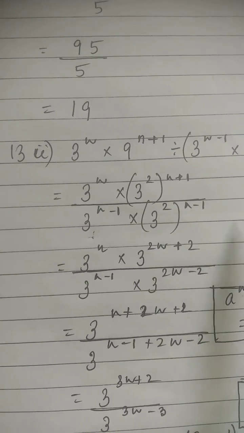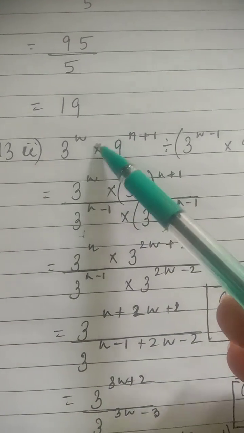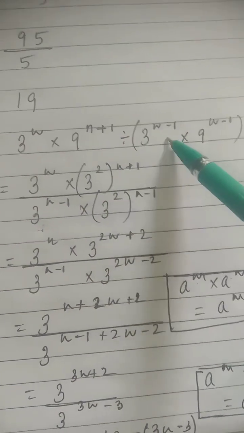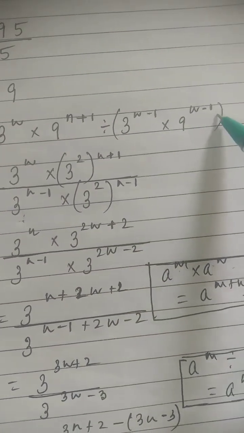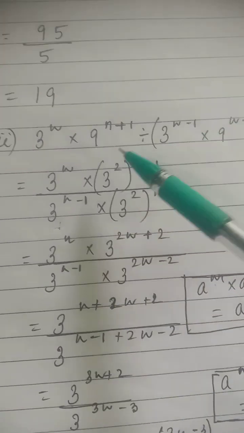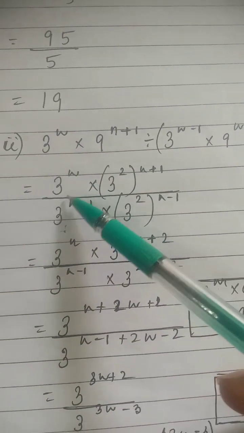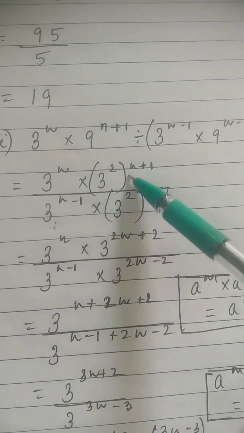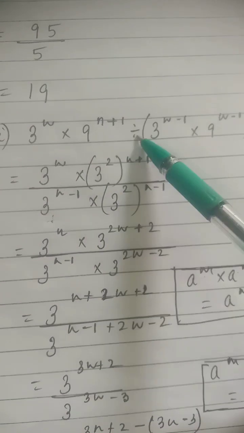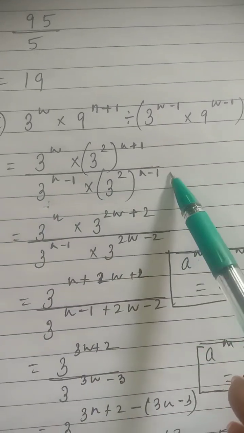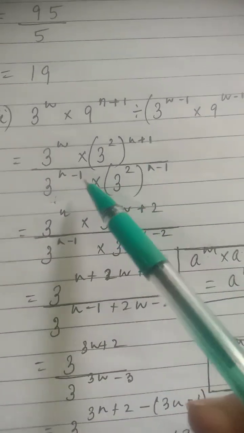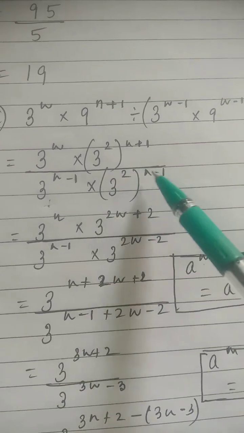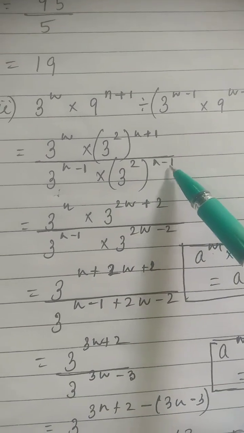Now again 13 second is here. 3 to the power n into 9 to the power n plus 1 divided by 3 to the power n minus 1 into 9 to the power n minus 1. So 3 to the power n into 9 we'll write as 3 square to the power n plus 1. Divide means we'll give the divide sign like this by 3 to the power n minus 1, and 9 we'll write as 3 square to the power n minus 1.